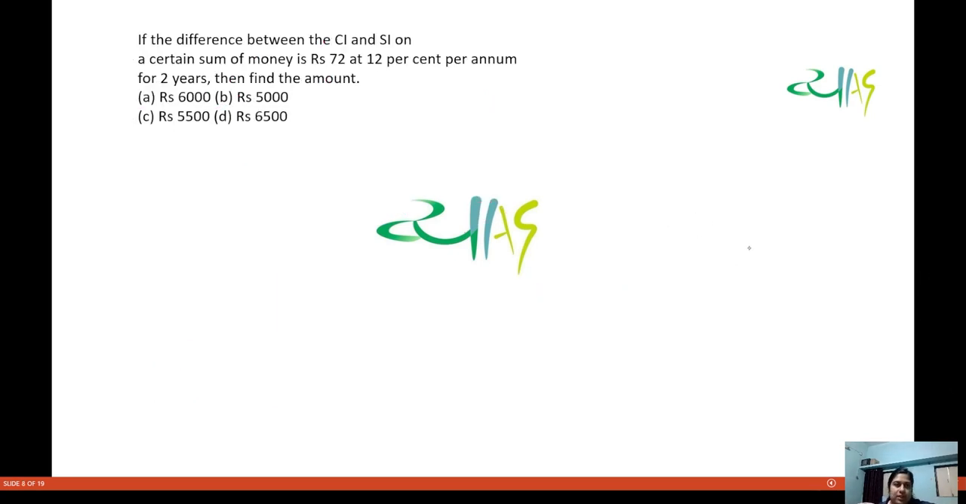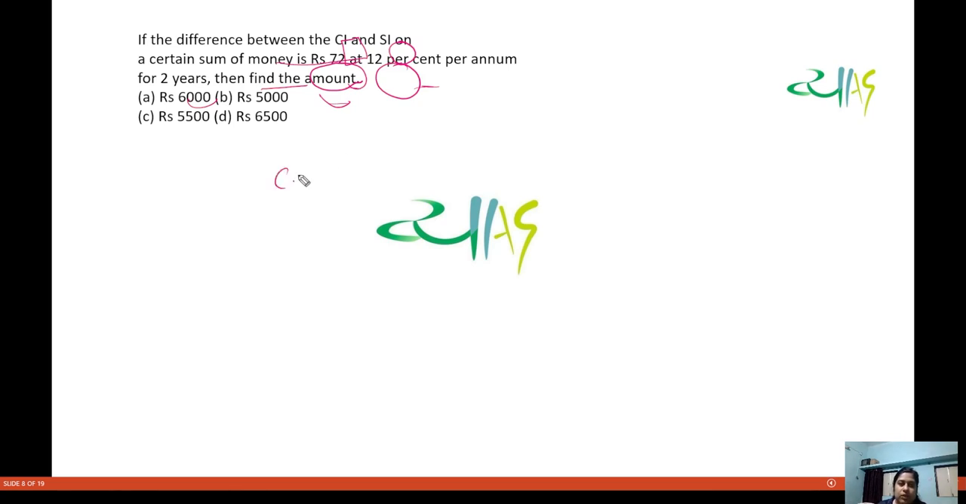Now let's move forward a little bit more. Now, students, look at this question. If the difference between compound interest and simple interest on a certain sum of money is rupees 72 at 12% per annum for 2 years, then find the amount. Now it is saying the difference between compound interest and simple interest on a certain sum of money is 72 at 12% per annum for 2 years. Find the amount.